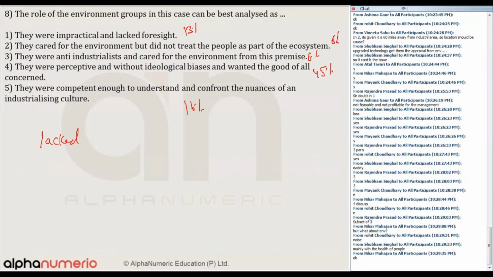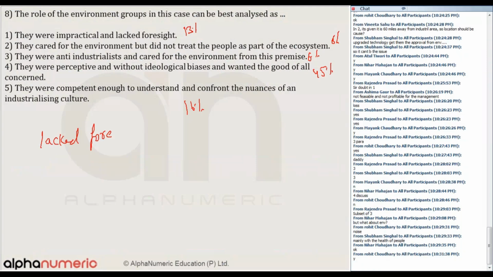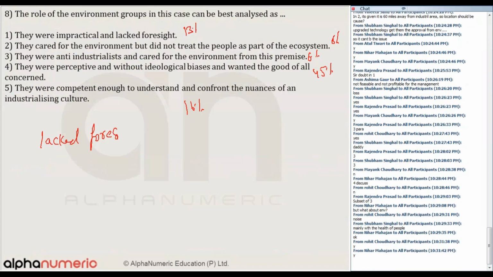When they saw that when the factory will be set up in their villages, 900 people are going to be employed, they toned down the resistance because of all this advantage. So basically, you can say they lacked foresight here. They lacked foresight.